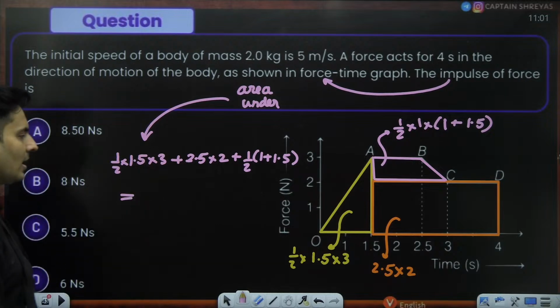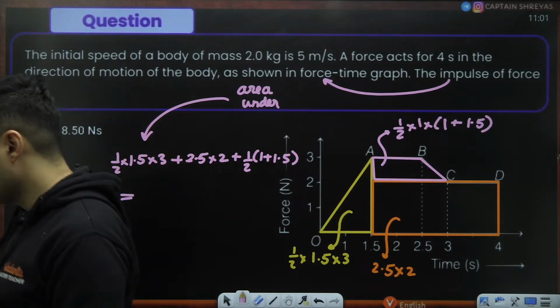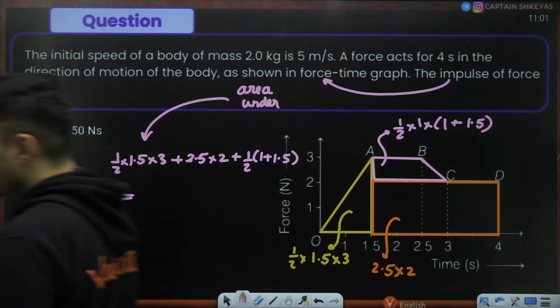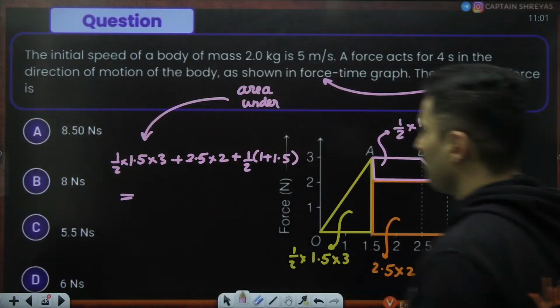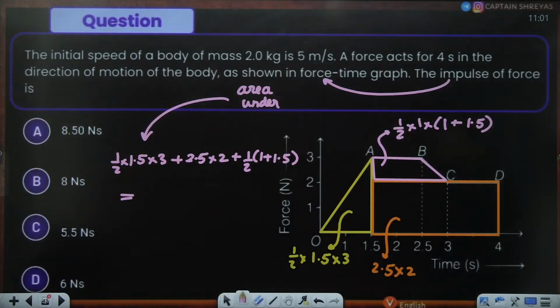Do the math and see how much you are getting, guys. Just do the math and quickly tell me how much is the answer that you are getting. Yep. 2.5 into 2 is 5. 1 plus 1.5, 2.5. 2.5 divided by 2 is 1.25. So 6.25. Okay, so the answer is going above 6. So C and D are eliminated automatically. Either it is B or A.